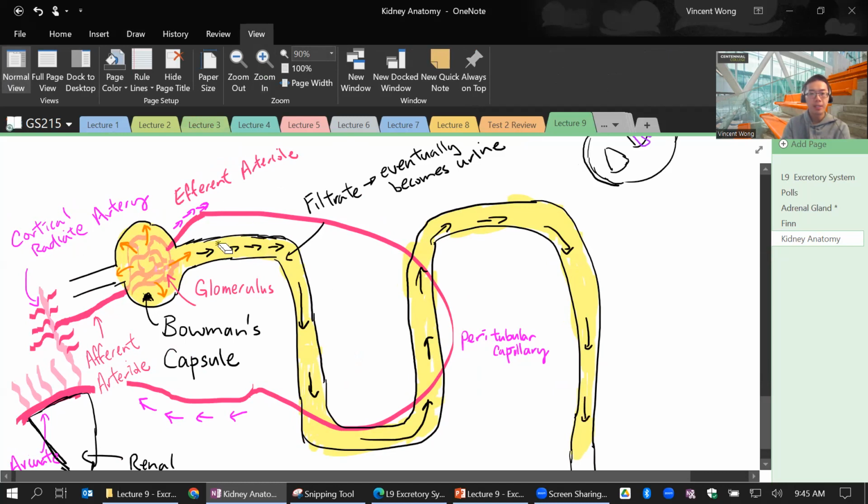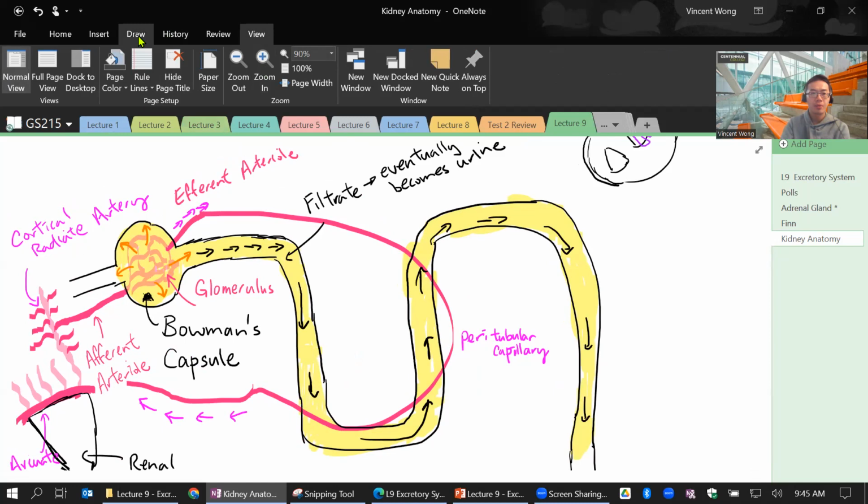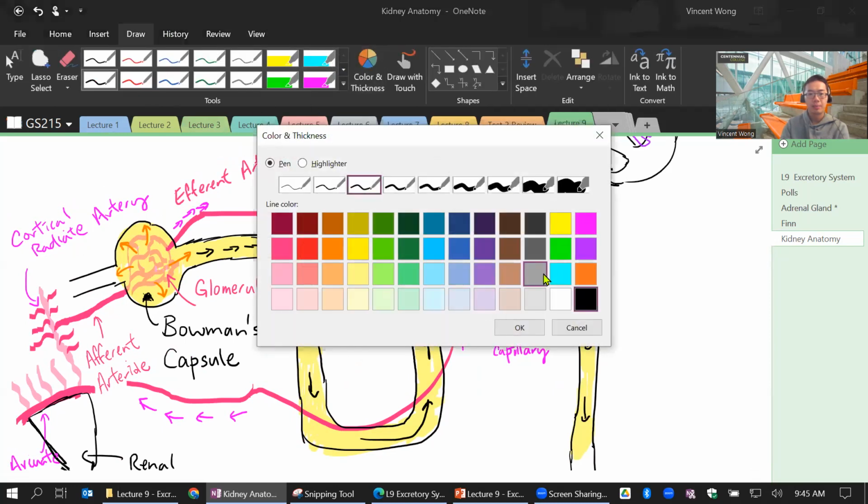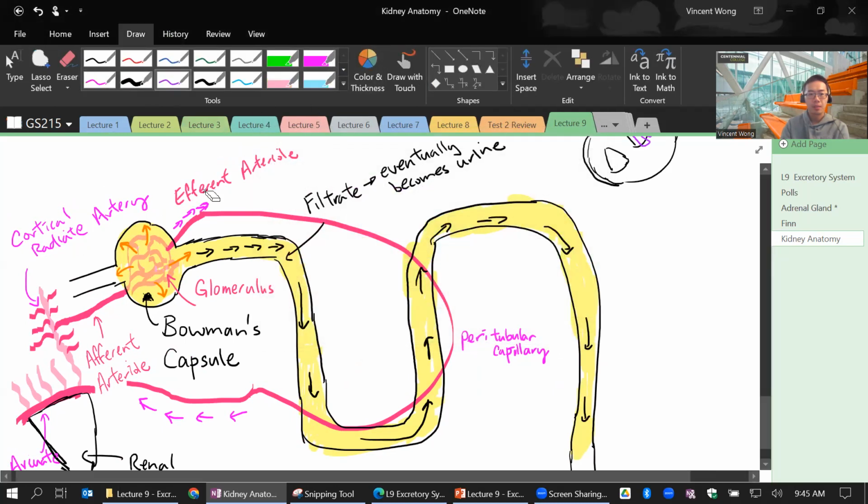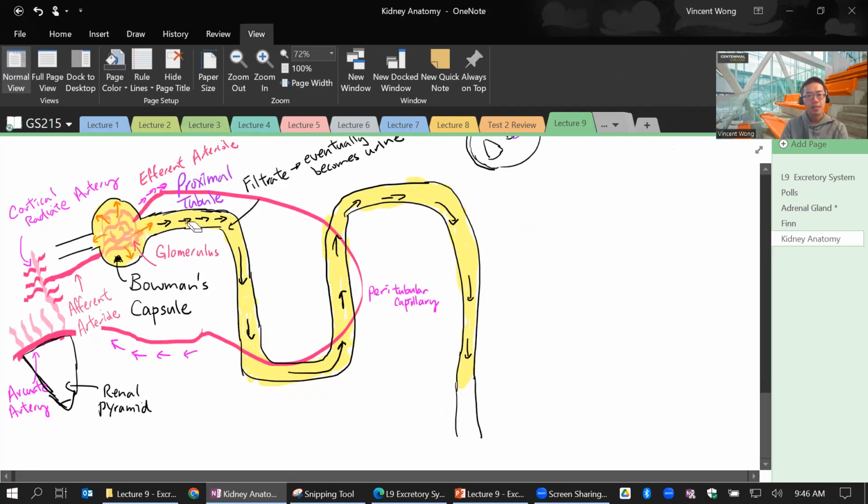So the first part here, let me choose a different color to label all these nephron parts. This over here is called the proximal tubule. A lot of things are going to be happening in the proximal tubule. We'll learn that later. It's going to go down and come back up. So this whole thing here is called the loop of Henle.